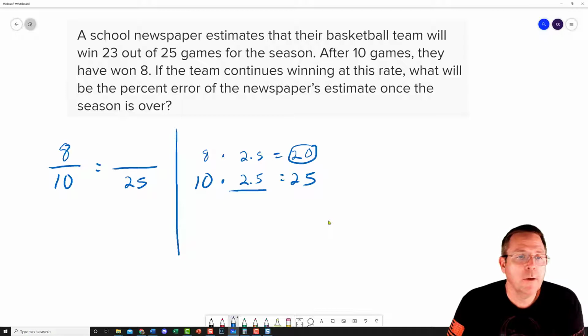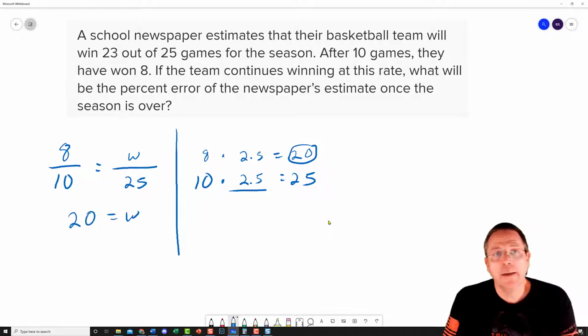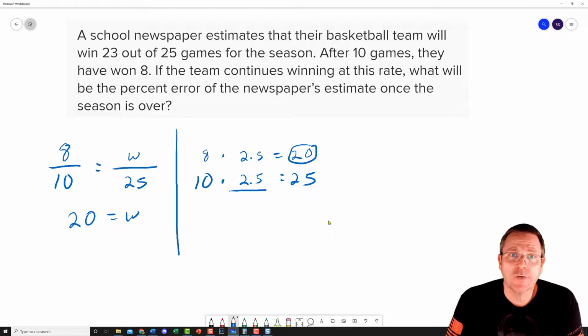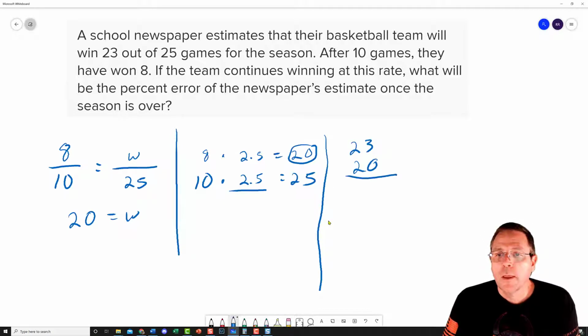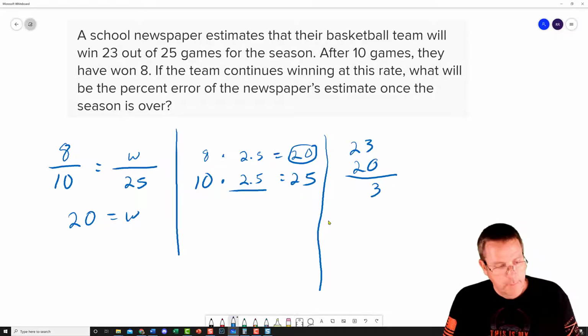So right now, if we continue on the pattern that we're looking at here, the rate of wins they have, they're actually only going to win 20 games instead of 23 games. Now we're going to take that, find the difference between 23 and 20, and that's going to be 3.